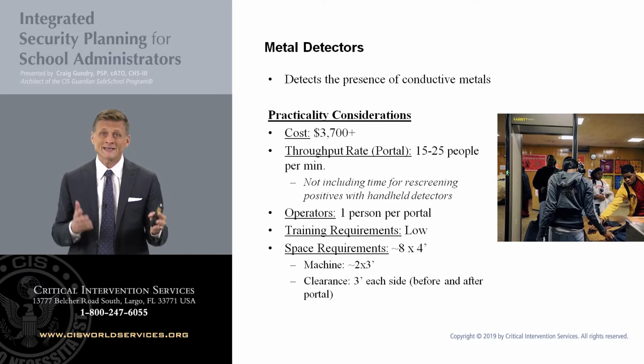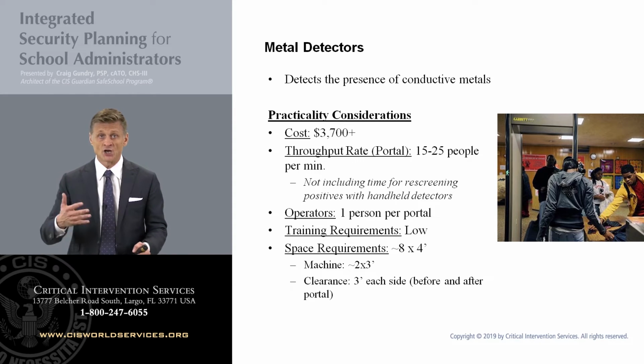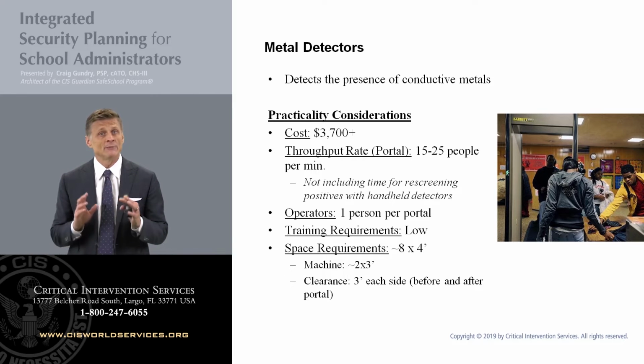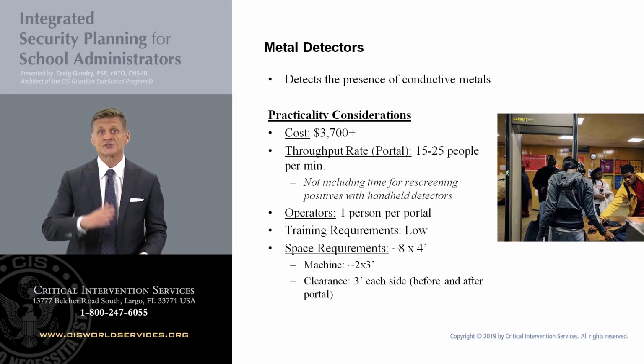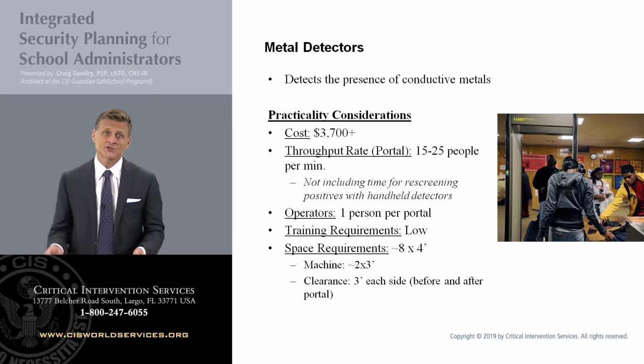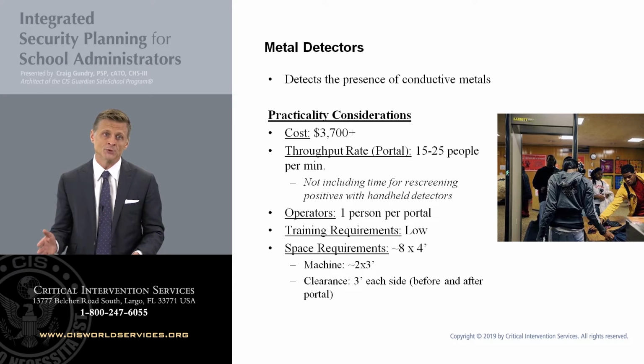Now, as far as the practicality considerations, you can typically expect to spend a minimum of $3,700 for a portal metal detection system. In fact, the better ones on the market typically cost north of around $5,000. Now, another important consideration in implementing any kind of contraband screening approach is throughput rate. That's the rate at which we can screen students and keep their progression moving into the school. And for metal detectors, depending upon the efficiency of the screening process, compliance of students, and other similar factors, that could be somewhere between around 15 to around 25 people per minute.